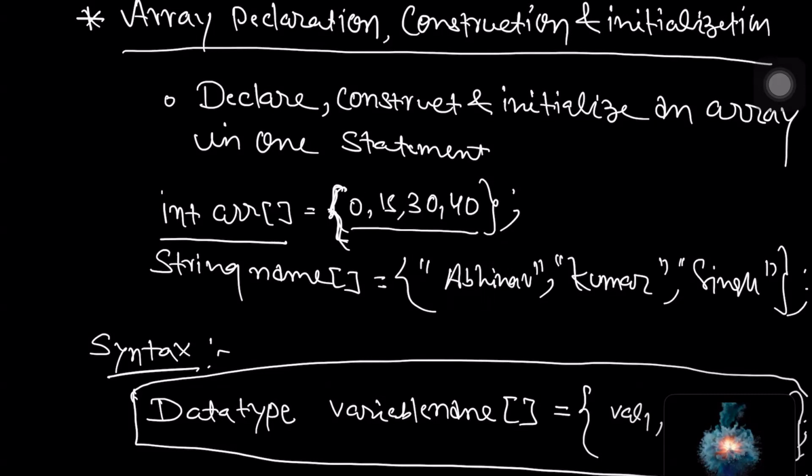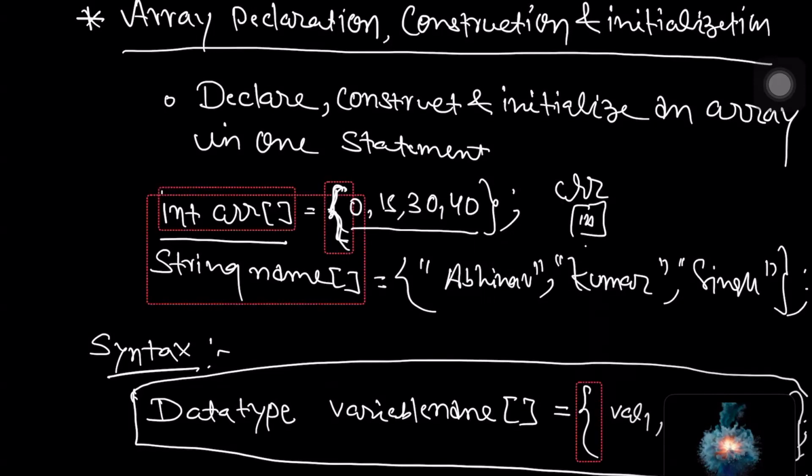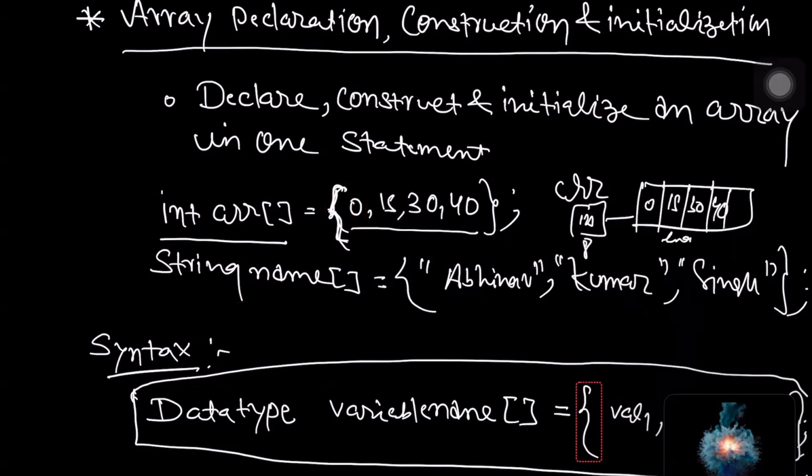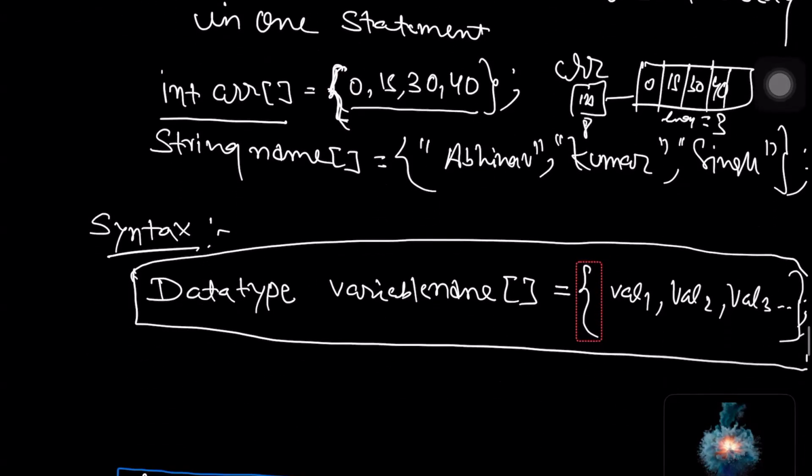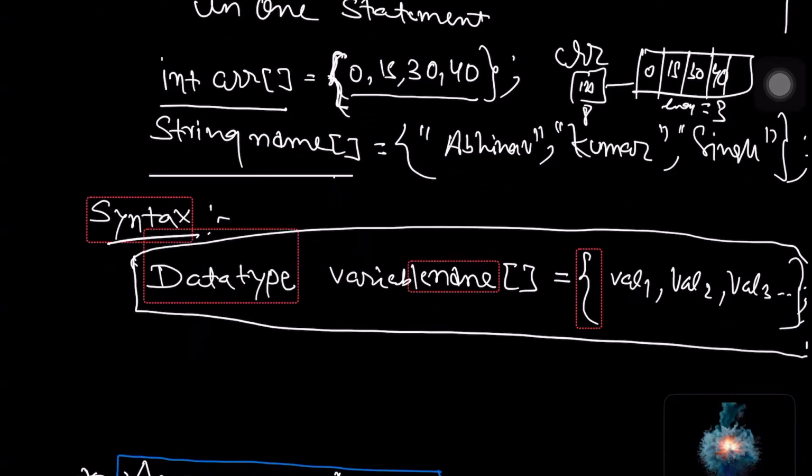So 0, 15, 30. Automatically it will create arr, which has a certain address and takes 8 bytes, which points to this array. So what is this? 0, 15, 30, 40. These are the indexes, and then we have the property called length, with indexes 0, 1, 2, 3, of size 3. Similarly here, if you see String names, you guys are able to see that, one second, the screen is visible, right?